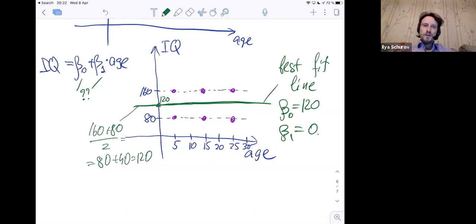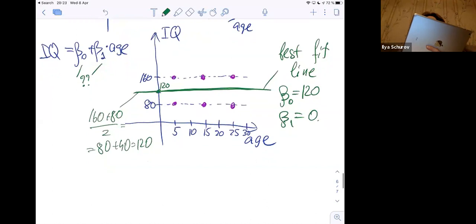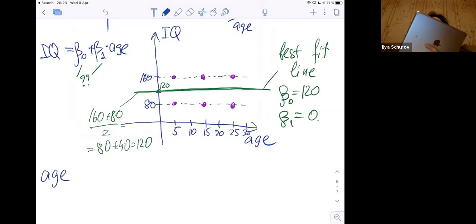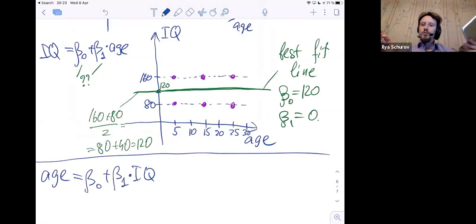This actually makes sense. I mean, it is possible that we get this kind of result, and this equation makes sense, because if we are interested in how IQ changes with age, then this relation makes sense. But it is also technically possible to consider another problem, to consider another model, and in this model, we will have age as a function of IQ. Is it possible to consider this model?